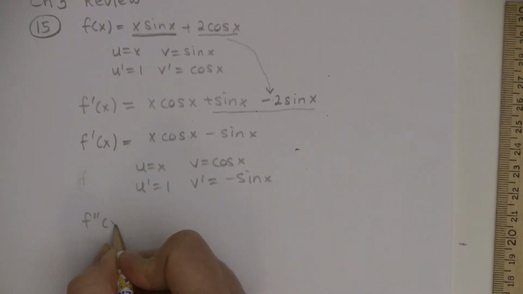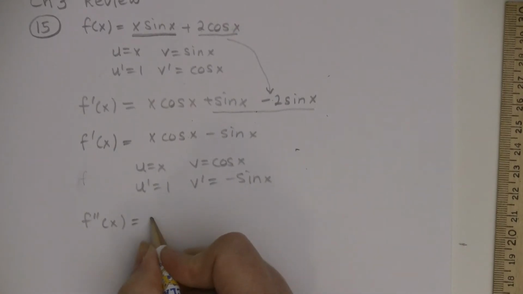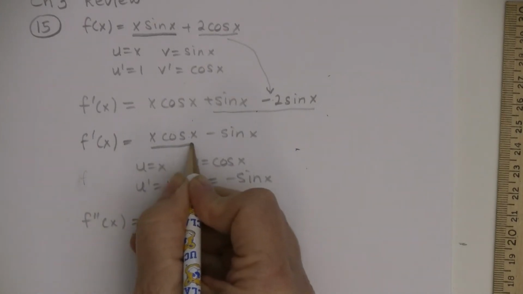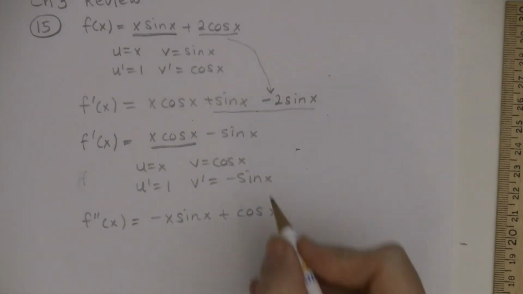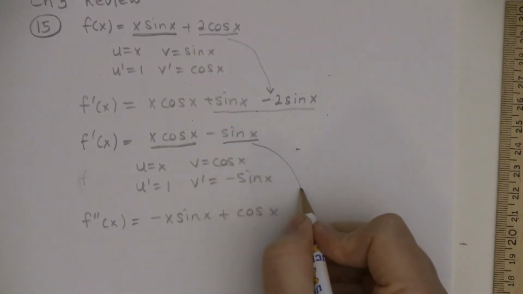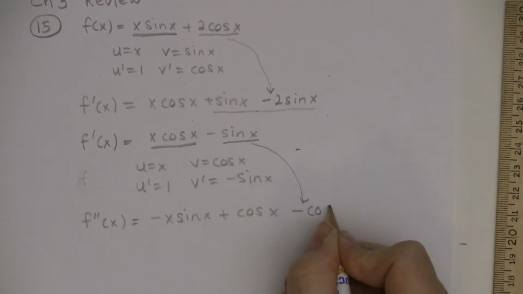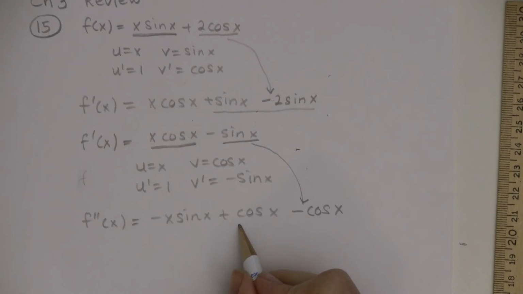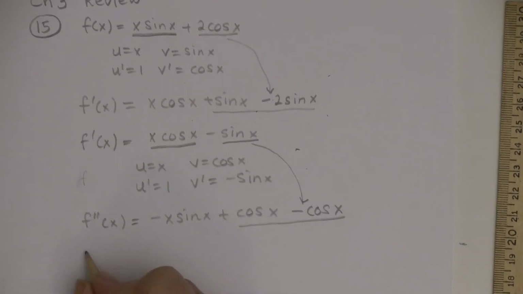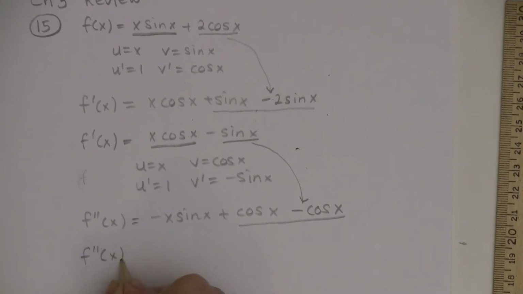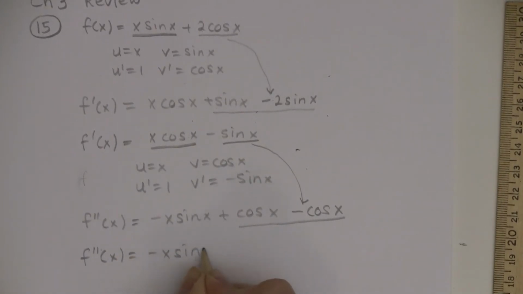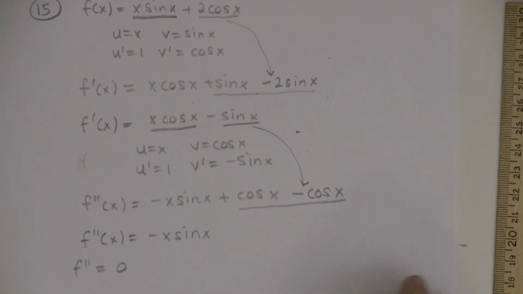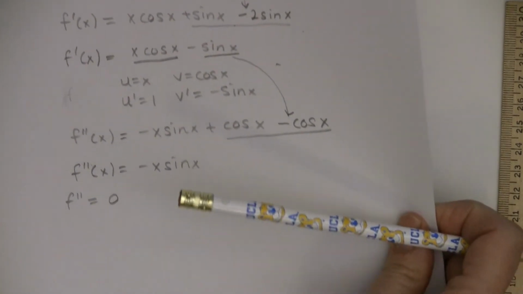So the second derivative, crisscross applesauce. So I get negative x sine of x plus cosine of x. So that was just the derivative of that product rule. And now I'm going to take the derivative of negative sine of x, and that's equal to negative cosine of x, right? Because the derivative of sine is cosine, and the negative just comes along for the ride. And that's really nice because that's 0. So I get that my second derivative is equal to negative x sine of x. And we want to know when that second derivative is equal to 0, because that's going to give us the places of possible changes in the concavity.